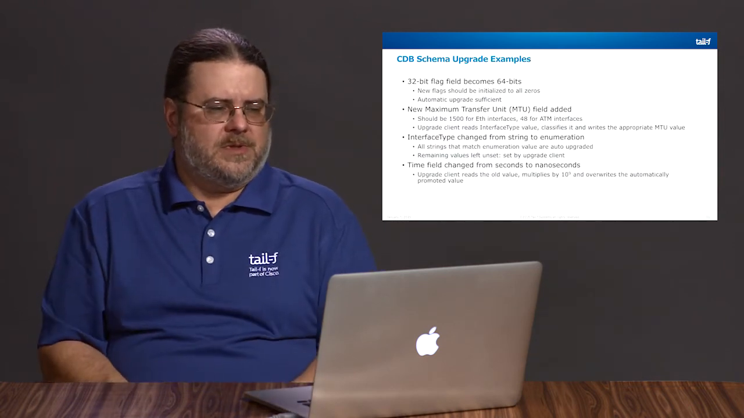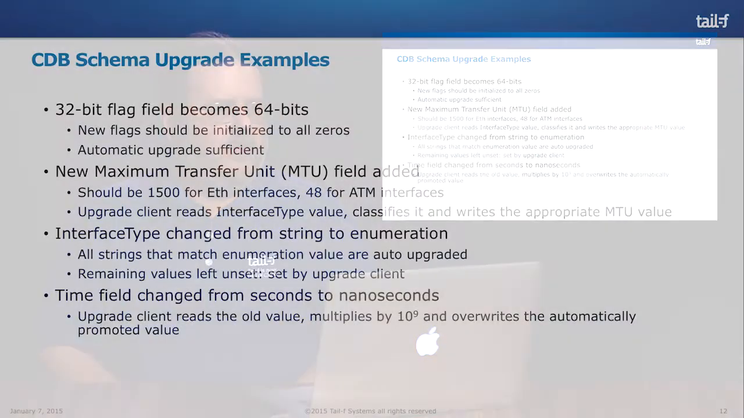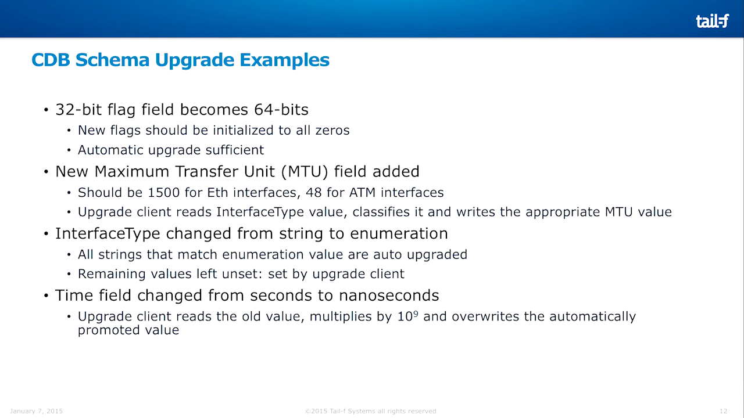Here are a few examples of schema upgrade. For example, you're changing a 32-bit flag field to a 64-bit flag field. All the new flags that have been added in that new 64-bit value should be initialized to 0. The automatic upgrade support in ConfD will handle this for you. You've added a new MTU field, but you need that to be 1500 for any of your Ethernet devices and 48 for any of your ATM devices. So in that case, you should use an upgrader client because it needs to make an intelligent decision about the values of other fields in the database in order to compute the value for this new field.